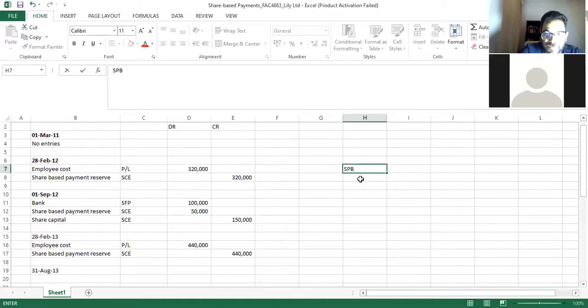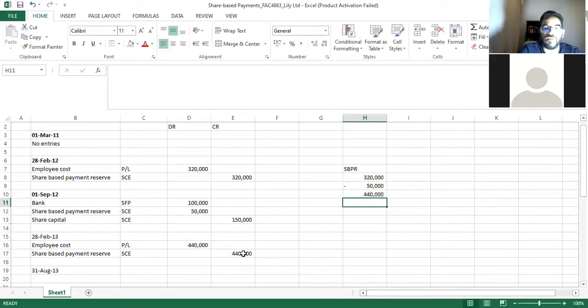Share-based payment reserve. So we currently have a credit, which means share-based payment reserve is increasing. So it's 20. Then we have a debit, which decreases share-based payment reserve. Then we have a credit. Okay, then we have a credit of 440. So far, what do we have so far? We have 710,000. We expect it to be 50,000 Rand.